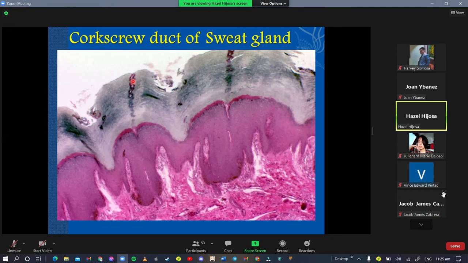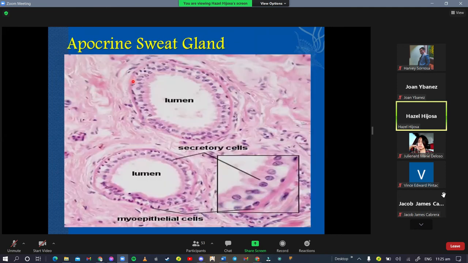Okay, then the next is the apocrine sweat glands. So how does it differ from the eccrine sweat glands? Anybody? What is the most obvious difference between apocrine and eccrine sweat glands structurally? Wider lumen, Doc. Okay, it has a larger, wider lumen as compared to the eccrine sweat glands.